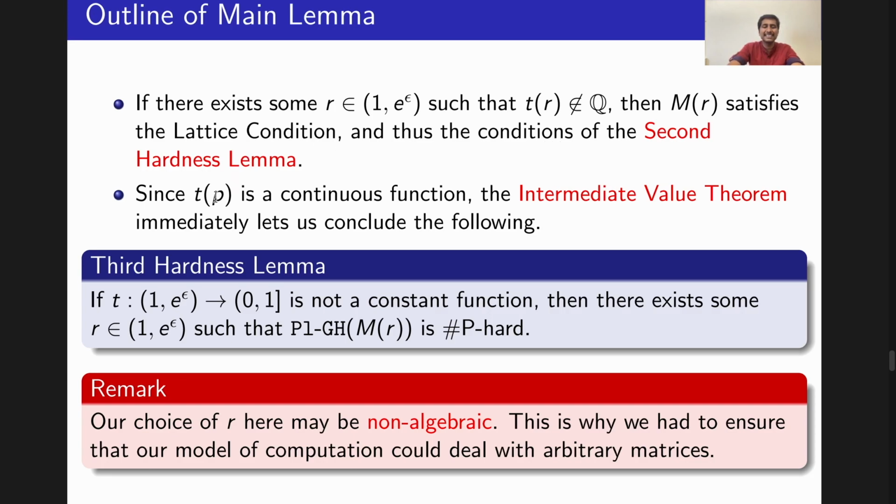Now, we also note that since T of P is a continuous function, and since irrationals are dense, we can use the intermediate value theorem to conclude our third hardness lemma over here, which states that if the function t within the range 1 to e to the epsilon is not a constant function, then there must exist some r within that range, such that planar GH of M of r is sharply hard. Now I want to note that our choice of r here need not be algebraic, as it comes from the intermediate value theorem. And this is why we had to do the work we did earlier to establish that our model of computation was valid.